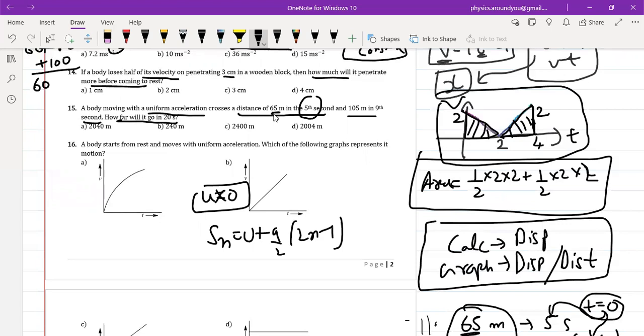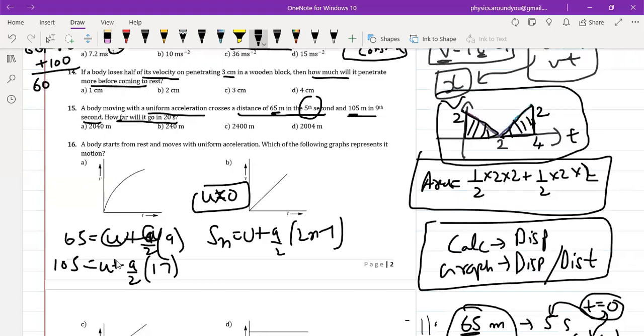So they have given two values of distances. So it will be like 65 equal to u plus a by 2 into 2 into 5 minus 1, which is 9. And then 105 is equal to u plus a by 2 into put the value of n as 9. So here we get 17. Two equations, two variables, u and a. You find the variables u and a, but that's not it.